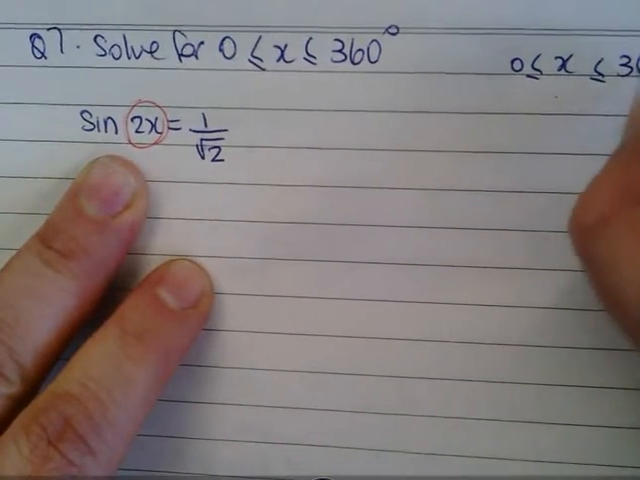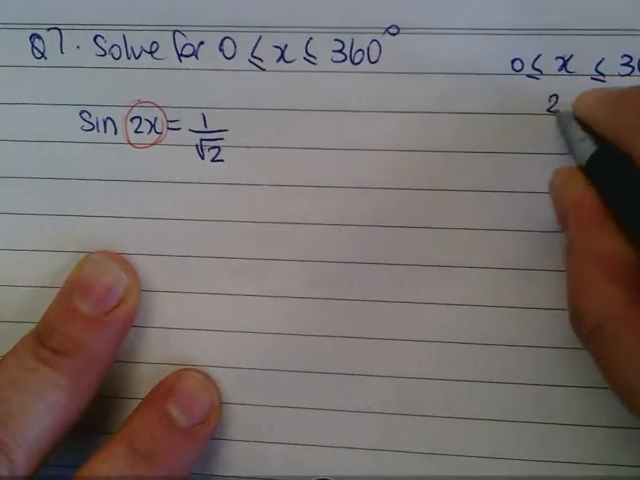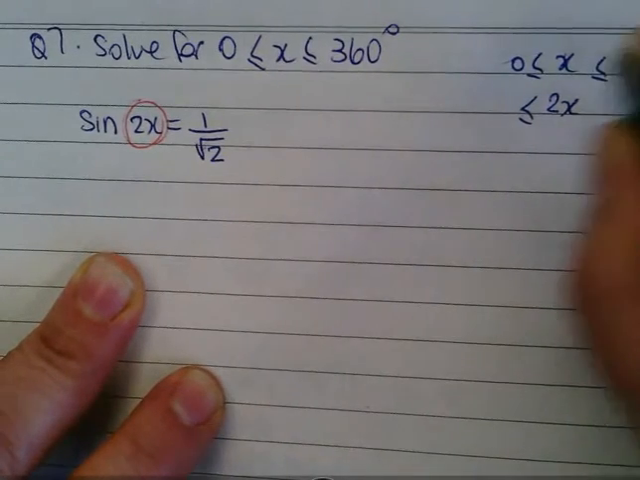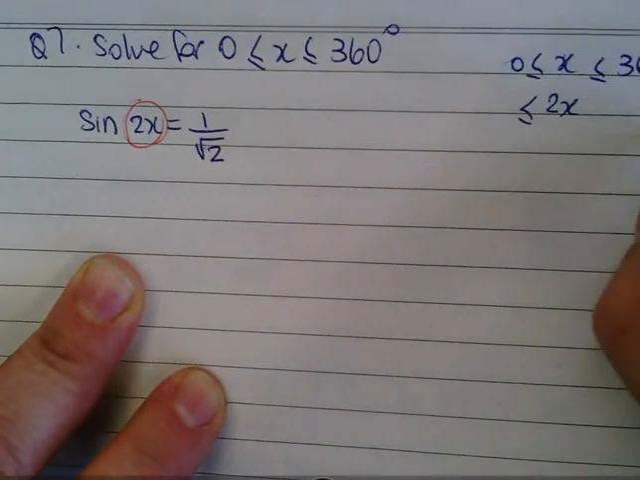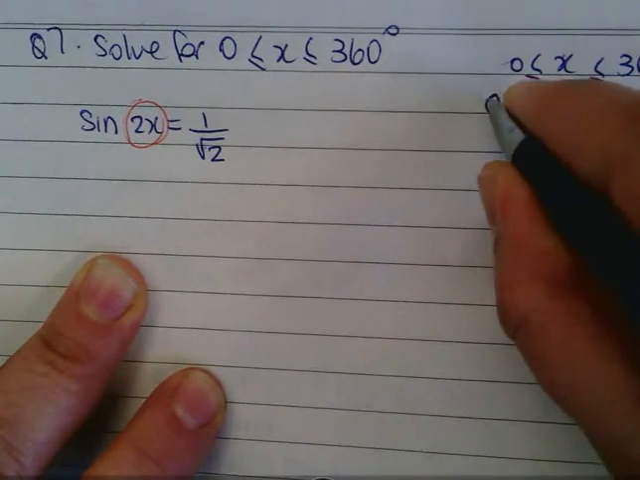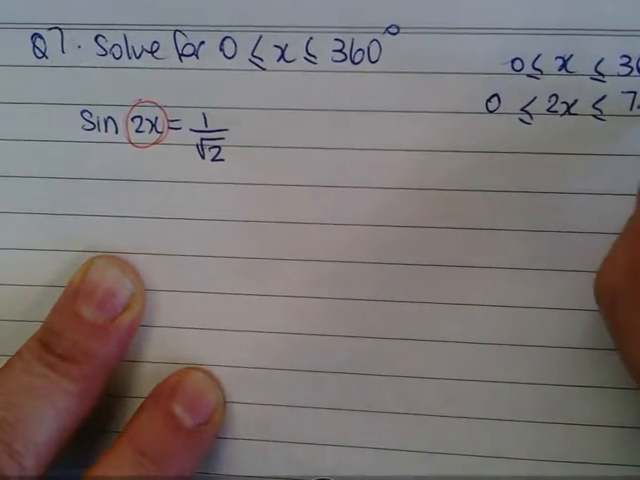So, how am I going to go from x to 2x? I multiply by 2. So what you have to do is multiply all of the top row by 2. So this is the old domain, this is the new domain down here. What's 0 times 2? 0. What's 360 times 2? 720.